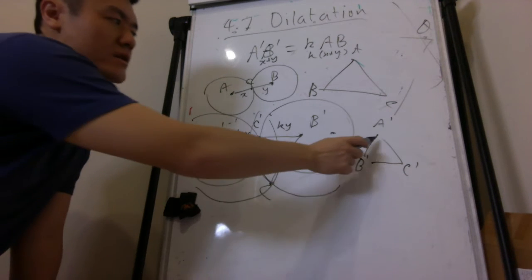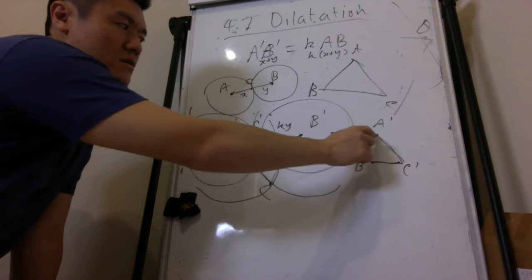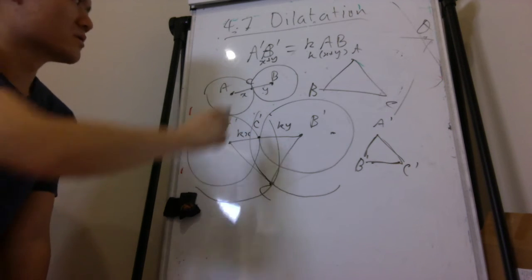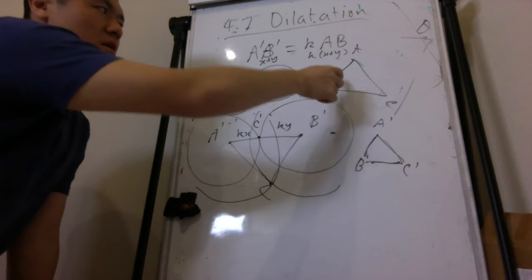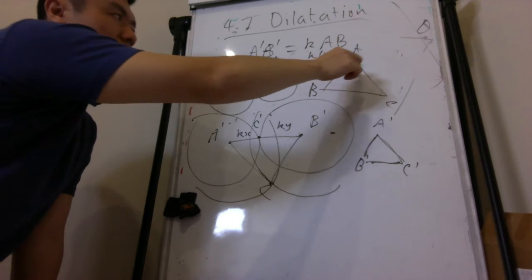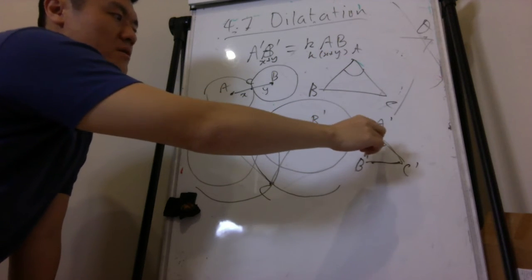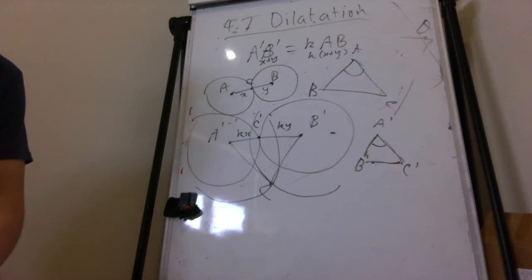So the point is the edges all have to go to the edges, right? Because we just showed that. And so you have two similar triangles now, right? So the corresponding angles are also equal. So the angles are preserved as well.